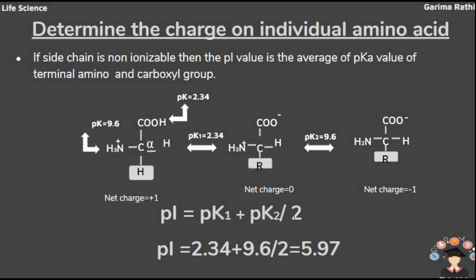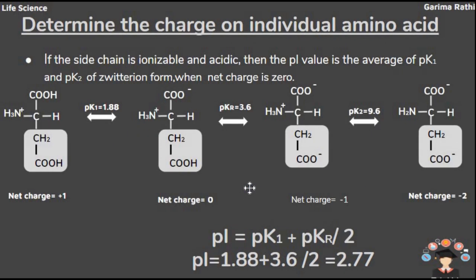So what is the pI value? The pI value is the pKa value, that is pK1 plus pK2, divided by 2. That's the average of both pK values. So the pI value of glycine will be 5.97. That is the pH value at which the net charge on the amino acid is 0.